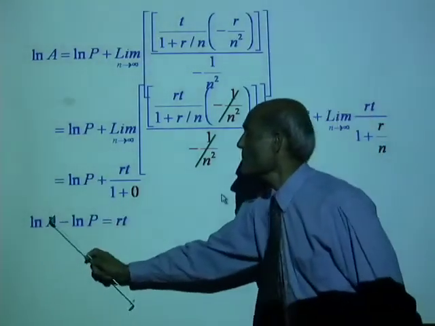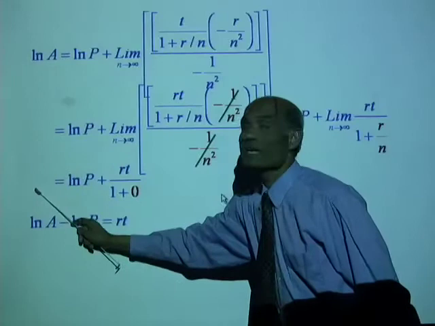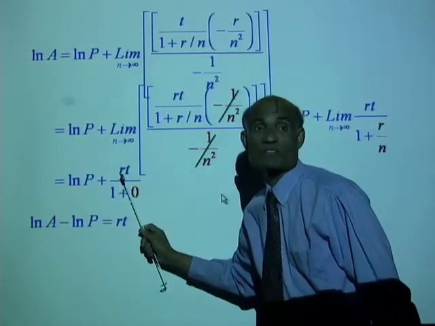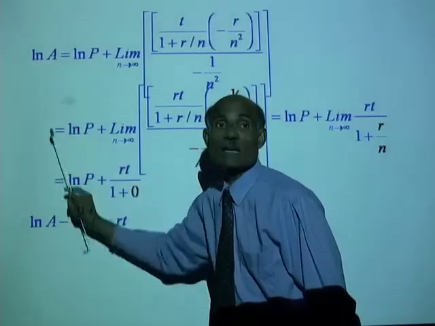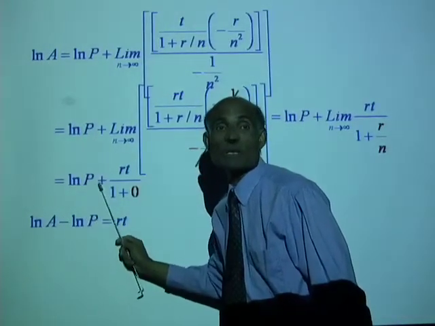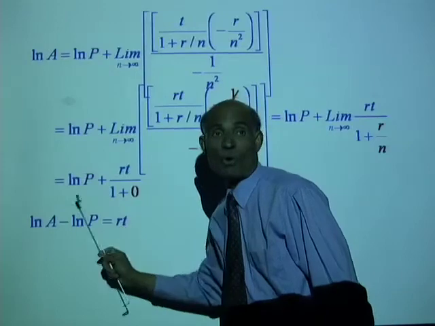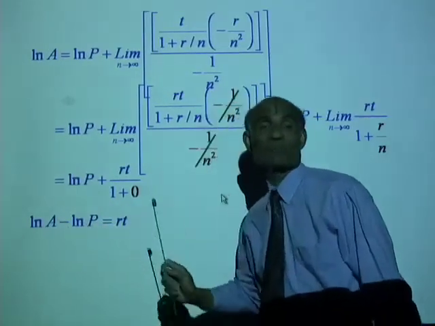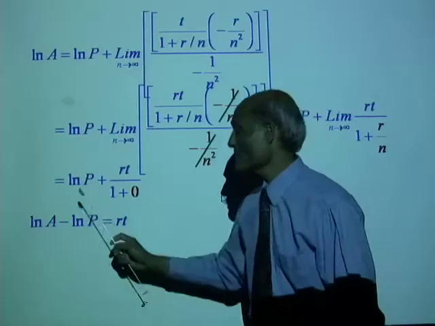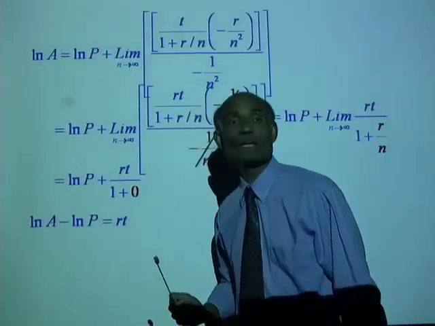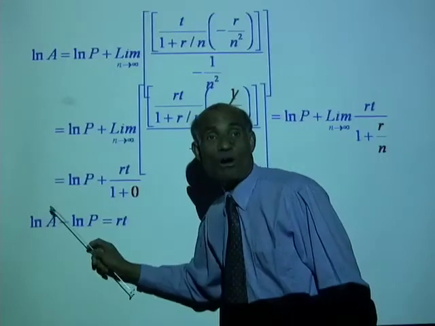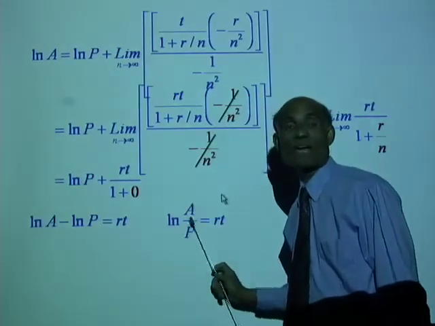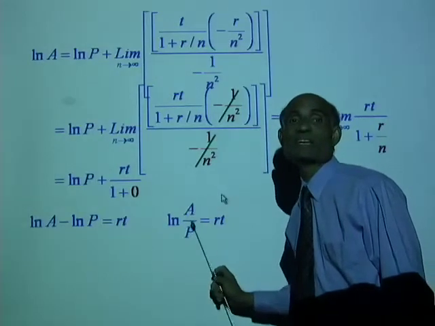So we get ln A equal to ln P plus rt. That's how you should read it. ln A equal to ln P plus rt. Or ln A minus ln P equal to rt. Alright, what's ln A minus ln P? ln of A divided by P. There you go.